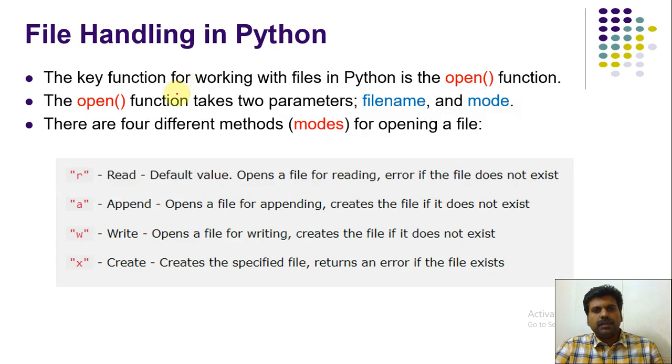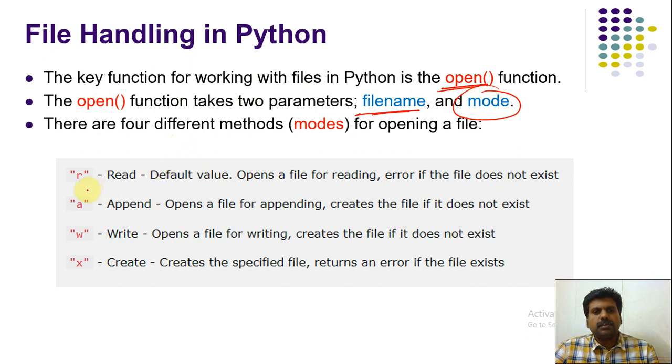In Python programming, there is a very important function called the open function. We can use this open function to read data from a file, to write, as well as perform both operations, reading and writing. In this function, first we need to give a file location. That is the first parameter we need to pass. The second parameter is the mode of operation, whether you want to read or write, or you want to do both operations.